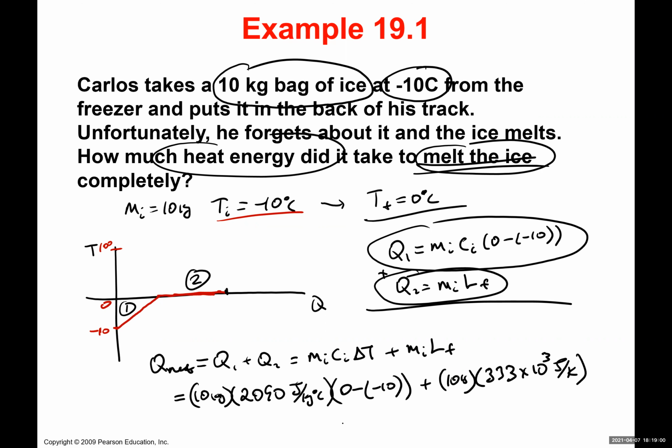We calculate this, we're going to get 3.5 times 10 to the 6 joules, or 3.5 megajoules. That means 3.5 million joules needed to melt this ice. And that's a lot of energy. Well, that's because there is a lot of ice. 10 kilograms of ice is a lot of ice to melt. All right, so that's this problem over here.